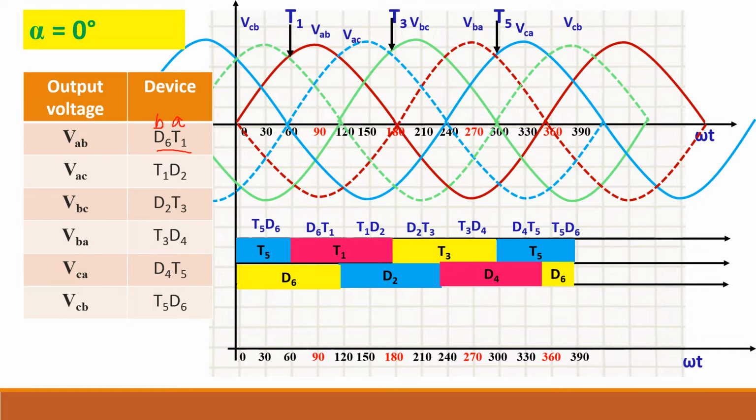T1, D2 means this is A phase and this is C phase, so the output should be AC. Here D2 is connected in C phase and this is B phase, so upper device first, so the output should be BC. Similarly, you can fill up the rest, or you can refer to the previous video for detailed explanation.